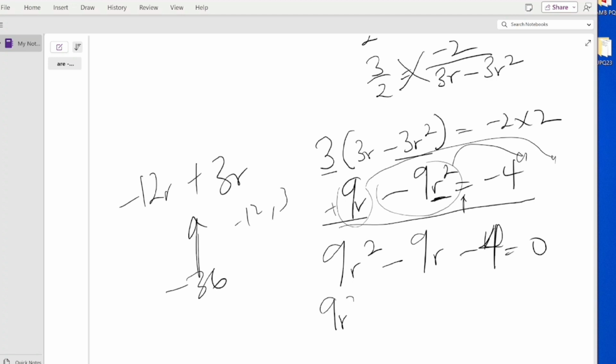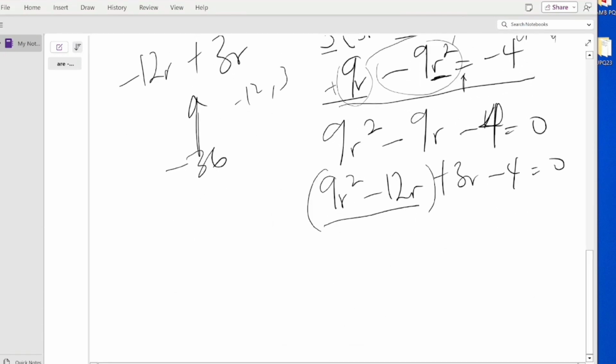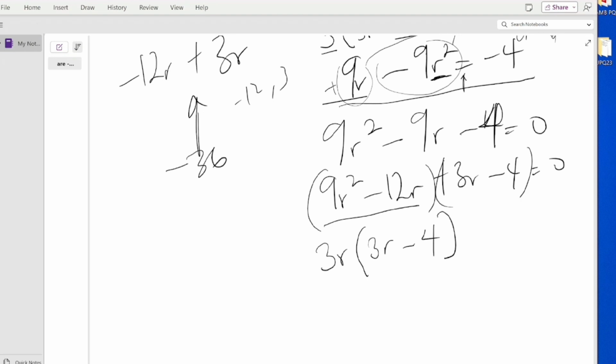So you have 9R squared minus 12R plus 3R minus 4 equals 0. We'll group them in twos. What's common in the first two? We have 3R. Take 3R from the 9R squared, we'll be left with 3R. Then we take 3R from the 12R, we have 4 left. Then there's nothing really common apart from 1 in these two, so we'll take plus 1 out. We'll be left with 3R minus 4, close bracket, equals 0.